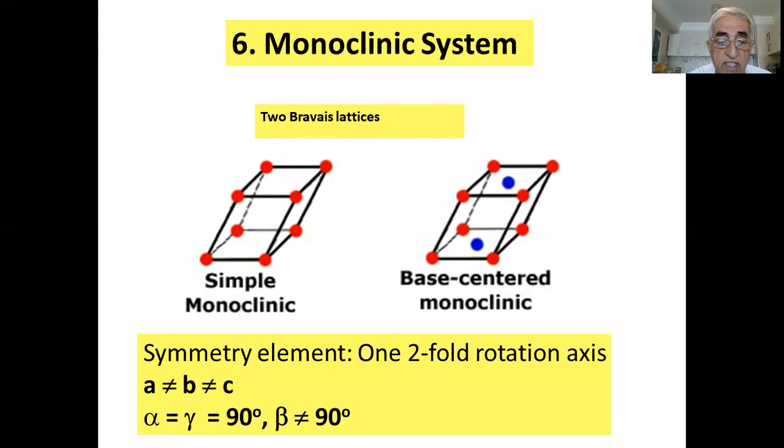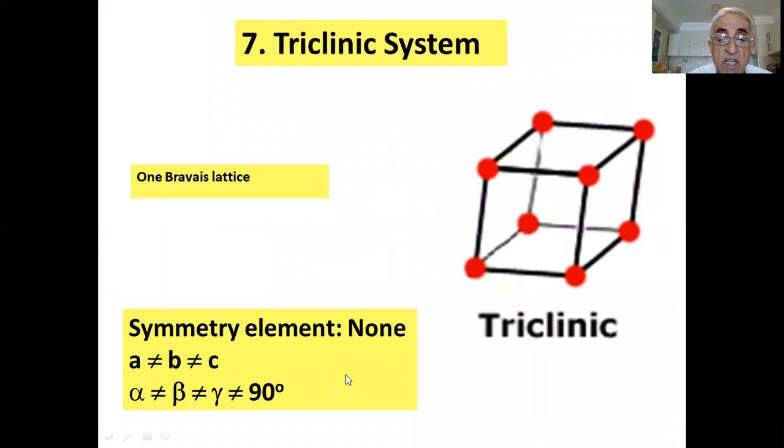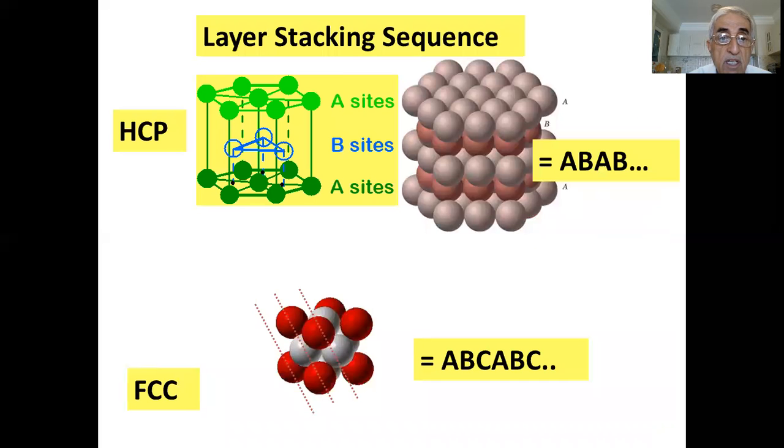Monoclinic, we have 2 Bravais lattices, that is simple monoclinic and base-centered monoclinic. A, B, and C are different. Alpha and gamma equal to 90 degrees, and beta is not equal to 90 degrees. Triclinic, only one Bravais lattice shown here. A, B, and C are not equal. Alpha, beta, and gamma are not equal, and they are not equal to 90 degrees. Layer stacking sequences: hexagonal close packed is AB repeated, FCC is ABC repeated in the same way.